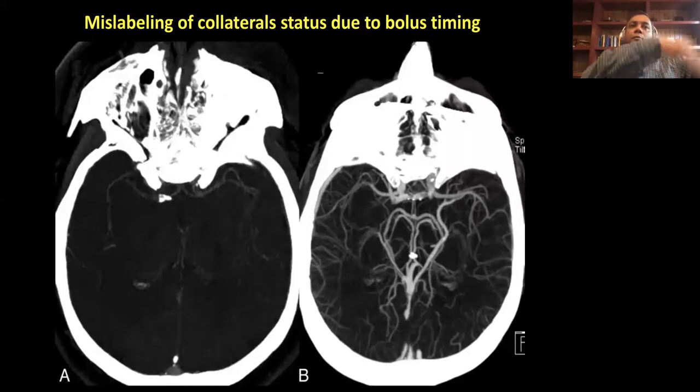Or maybe the bolus leaked, and then you actually don't see much vessels. Whereas in this case, the scan was actually taken very late, and so it's in the venous phase. So you mostly see veins, although there are some arteries. So when you have bolus timing issues with single phase CTA, you may not be able to assess your collaterals really well.